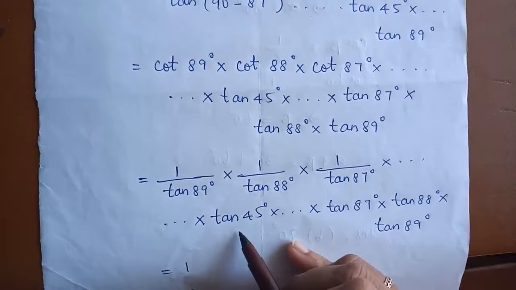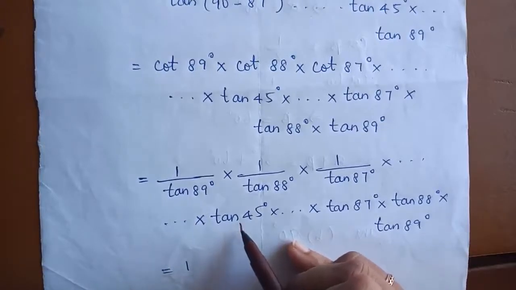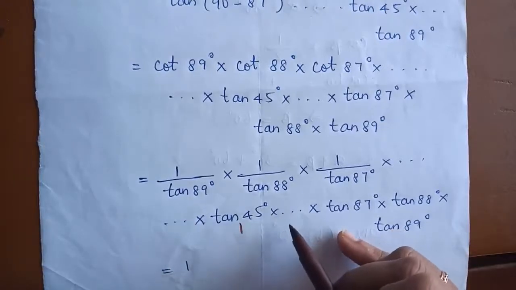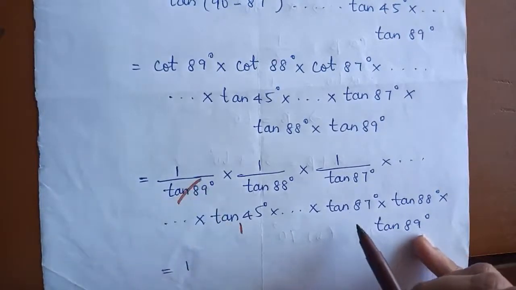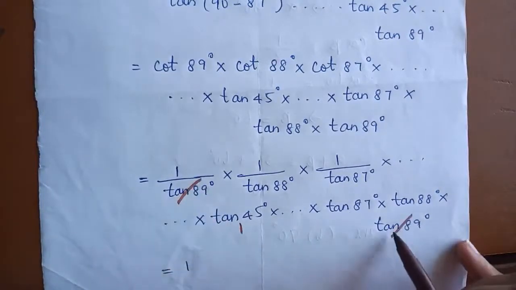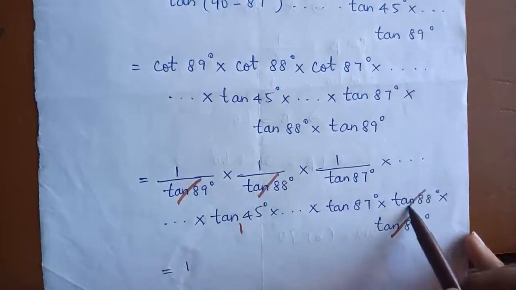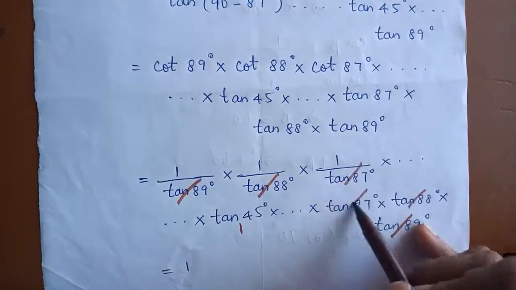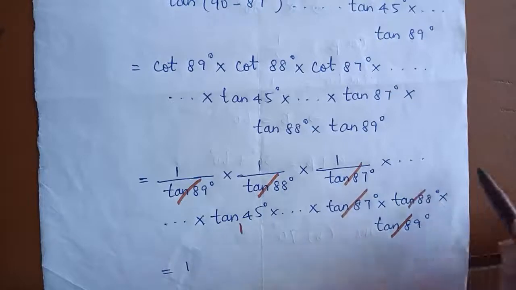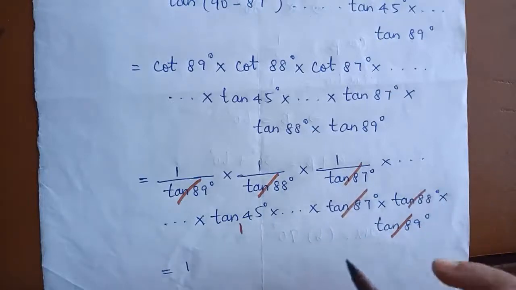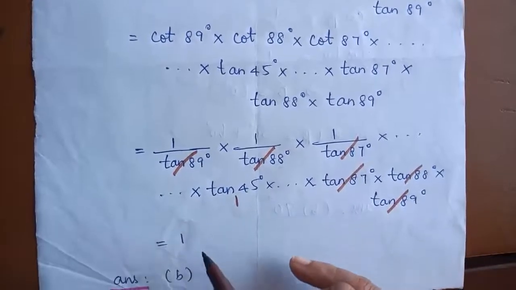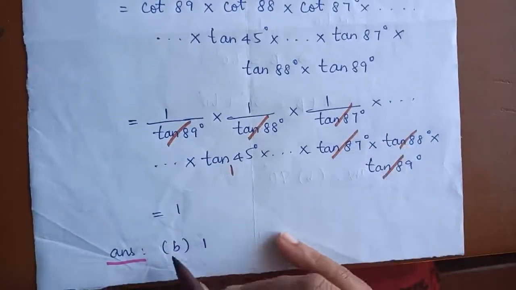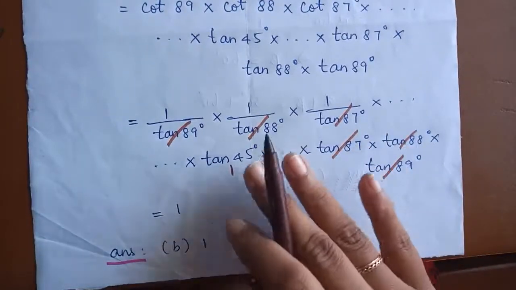So this is the center term, tan 45 degree, which is 1 by tan 45 degree, also 1. So the remaining terms get cancelled, that is tan 89 degree, tan 89 degree, tan 88 degree, tan 88 degree and tan 87 degree, tan 87 degree get cancelled. The remaining terms are also cancelled. So 1 into anything, 1 into 1 you get 1. So the correct option is option B, 1.